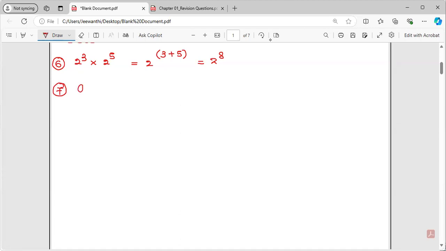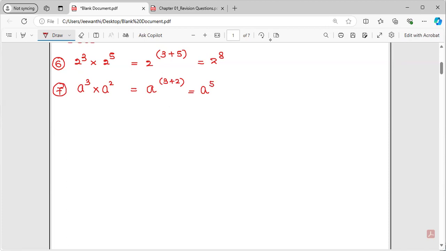It is a to the power of 3 and a to the power of 2. It doesn't matter whether the base is a number or a letter. If they have the same base value and it is a multiplication, what we should do, children, is a to the power 3 plus 2. The answer is a to the power of 5, right?